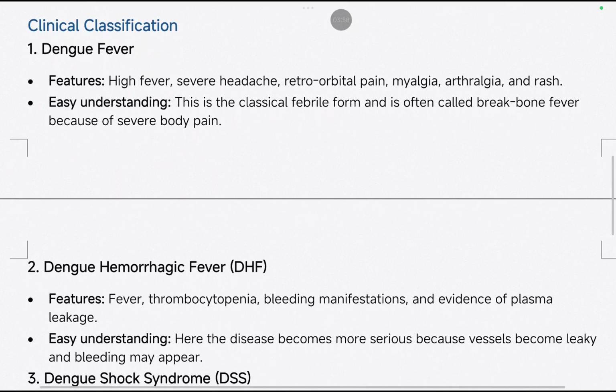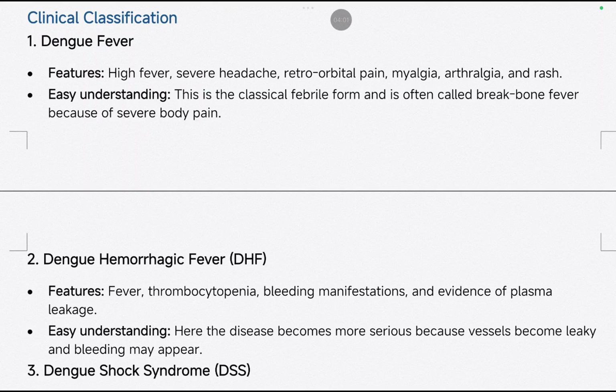Let's see the clinical classification. You have to write the clinical classification if it comes as a LAQ. Even if it comes as a SAQ, just write the names and add one line. But if it comes at 10 marks, add a little bit of explanation. First, you will get dengue fever. The features are high fever, severe headache, retro-orbital pain, myalgia, arthralgia, and rash. Basically, this is the classic febrile form, also called breakbone fever because of severe body pain. You might have heard dengue patients complaining that all their joints are paining, which is arthralgia, and even their muscles are so sore that they feel their whole body is breaking down. This is one type, which is dengue fever.